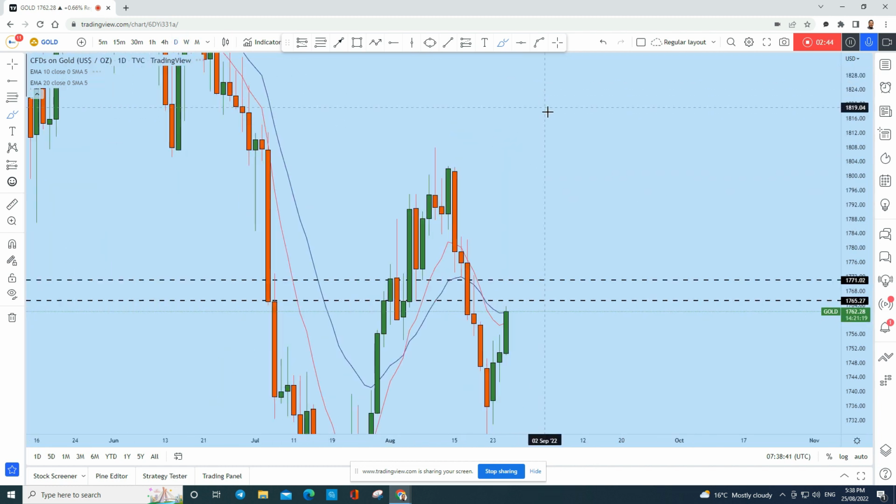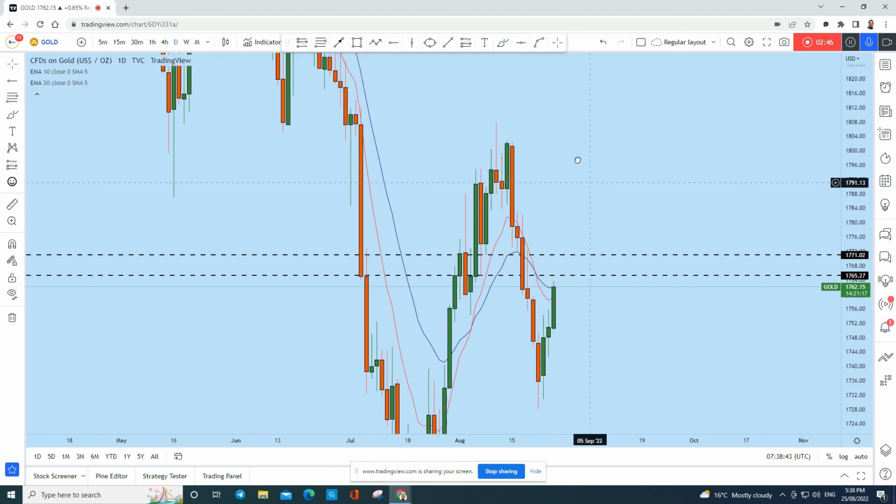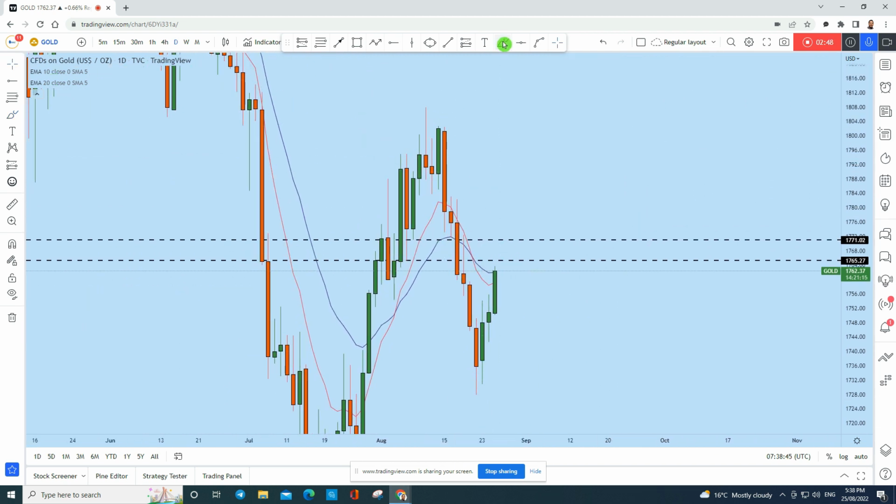Now looking at the daily time frame, we see that on the daily perspective gold has created this impulse. This is the daily impulse. As you can see, it's a very strong impulsive move to the downside. Now we can expect, as usual, a retracement to the upside, which is happening with today's candle as well.